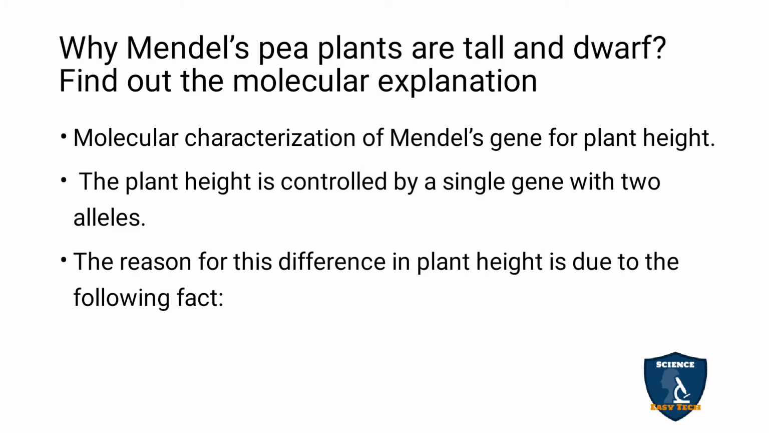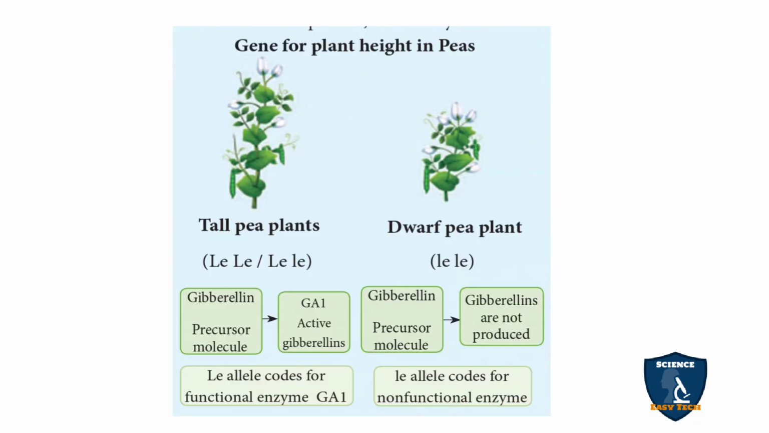Now, why are Mendel's pea plants tall and dwarf? Find out the molecular explanation. There is some reason to become tall or short. Okay, so we will see the explanation. Mendel's trait here was plant height. The plant height is controlled by a single gene. So we will see the reason here.